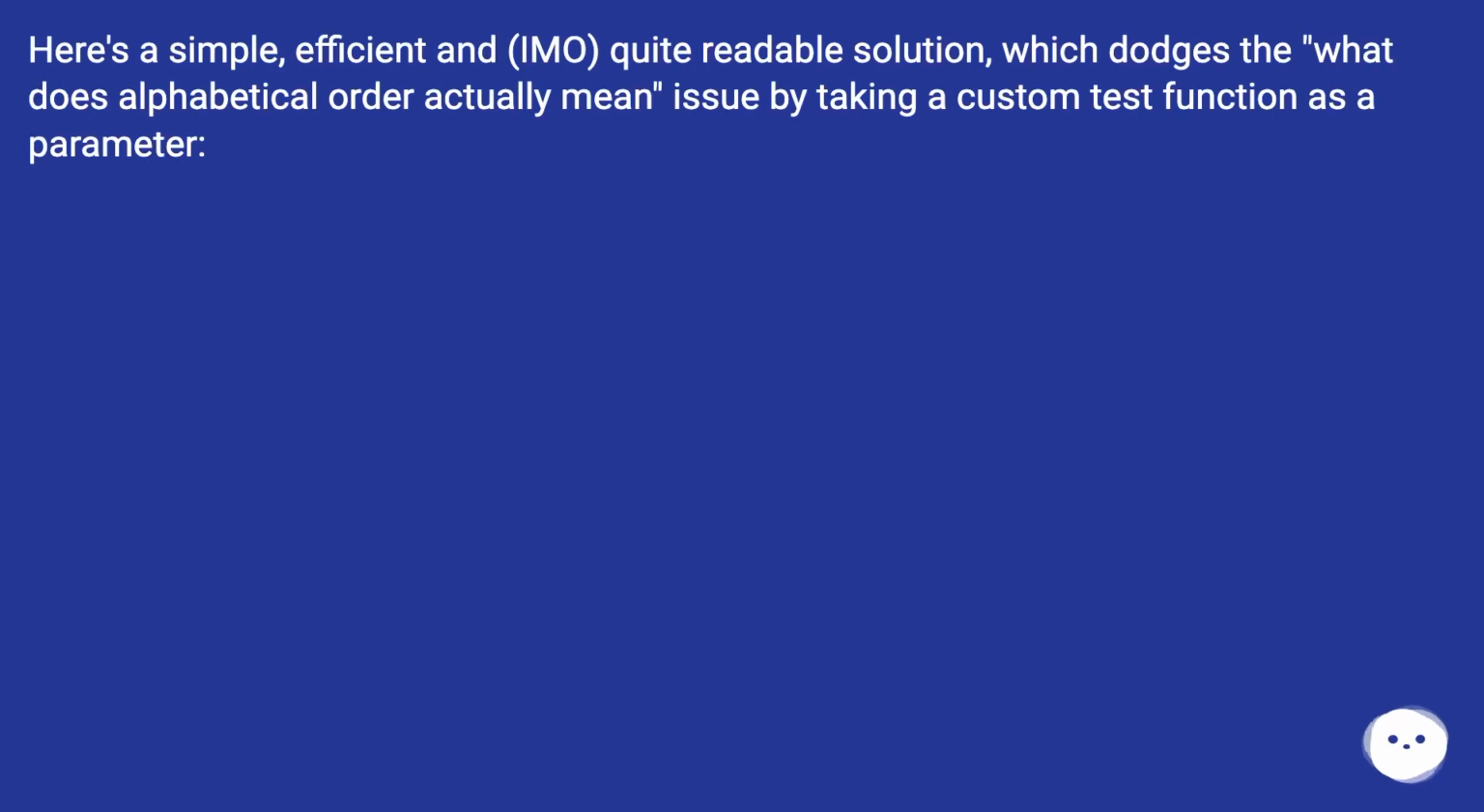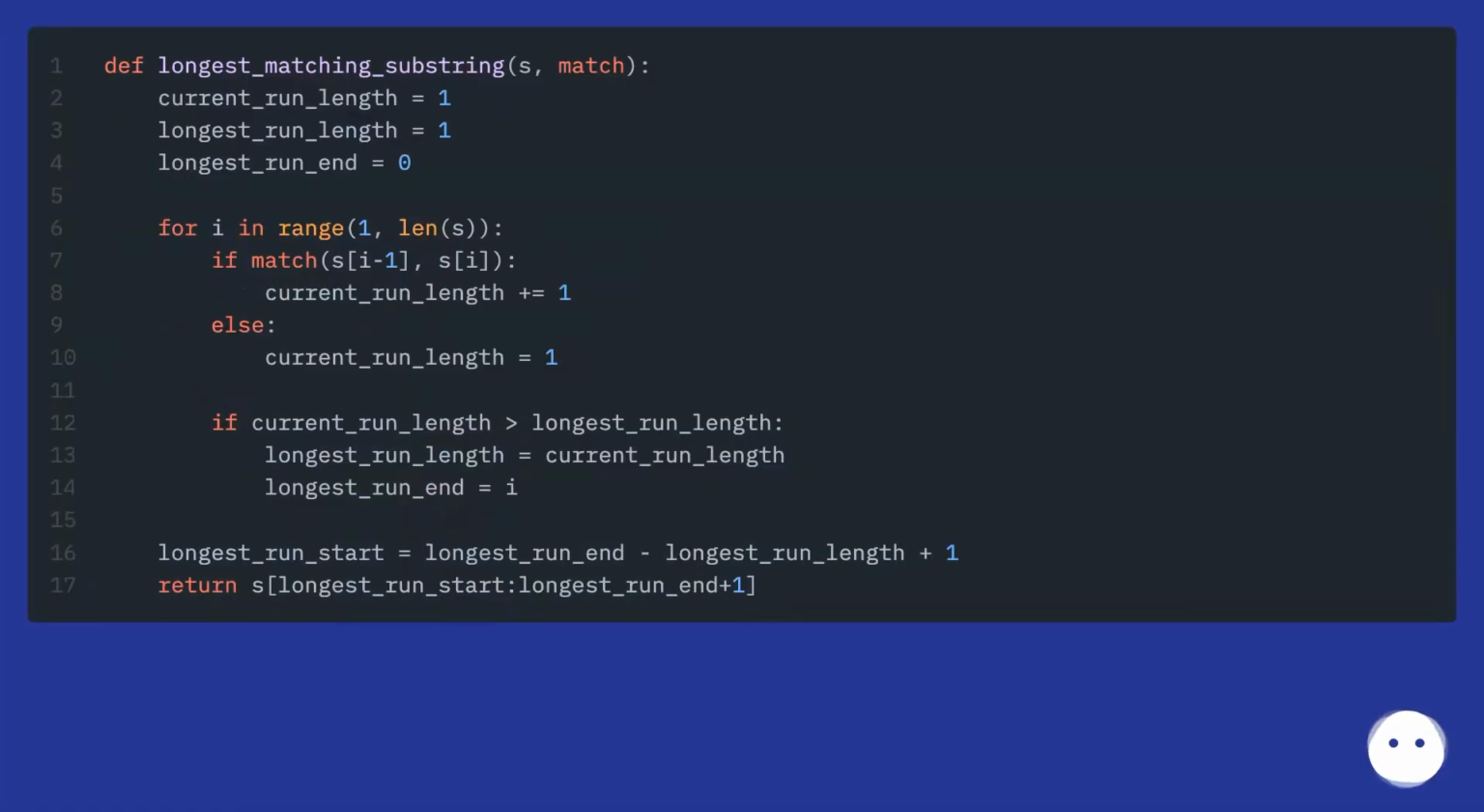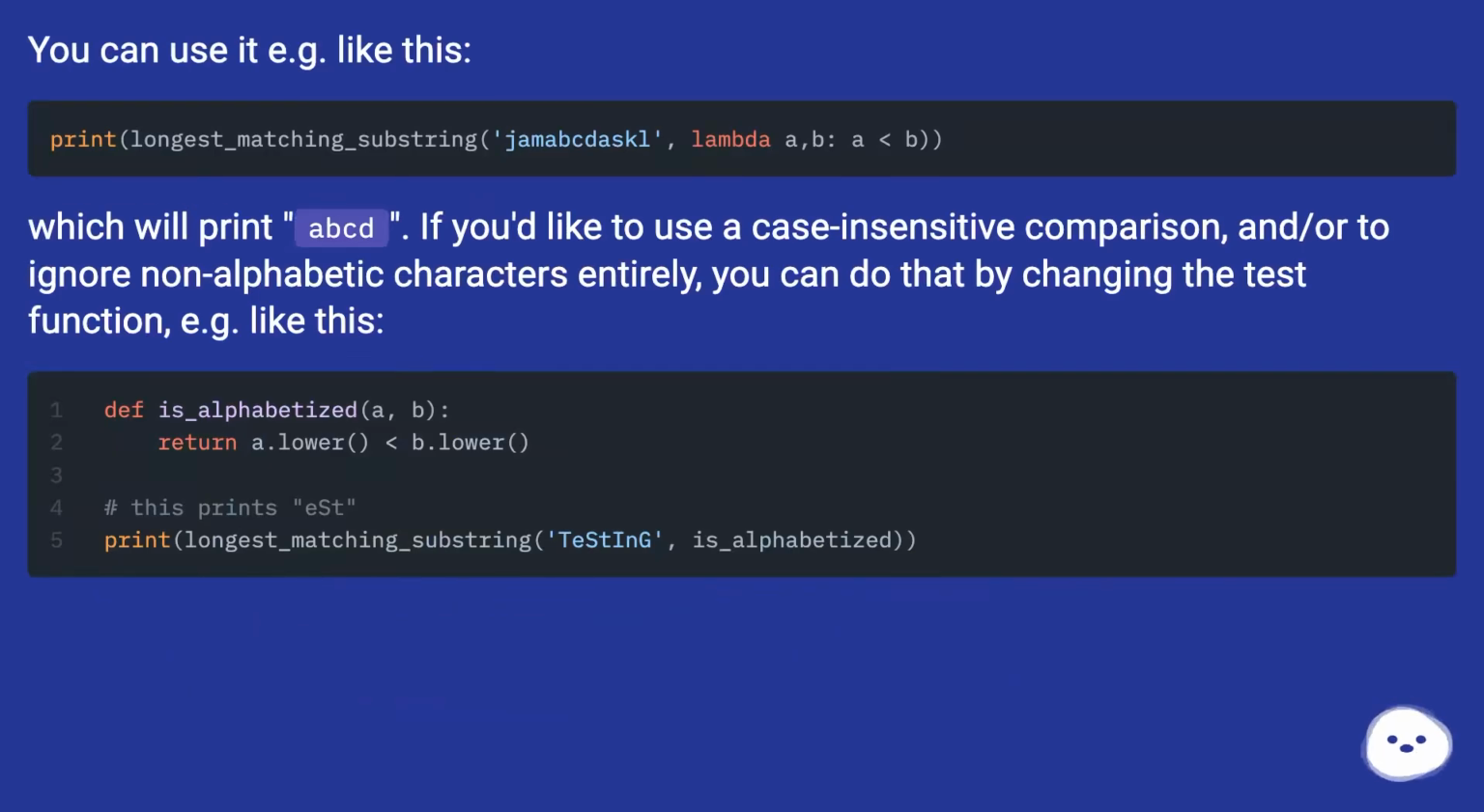Here's a simple, efficient and quite readable solution, which dodges the "what does alphabetical order actually mean" issue by taking a custom test function as a parameter. You can use it, e.g., like this, which will print ABCD. If you'd like to use a case-insensitive comparison and/or to ignore non-alphabetic characters entirely, you can do that by changing the test function, e.g., like this.